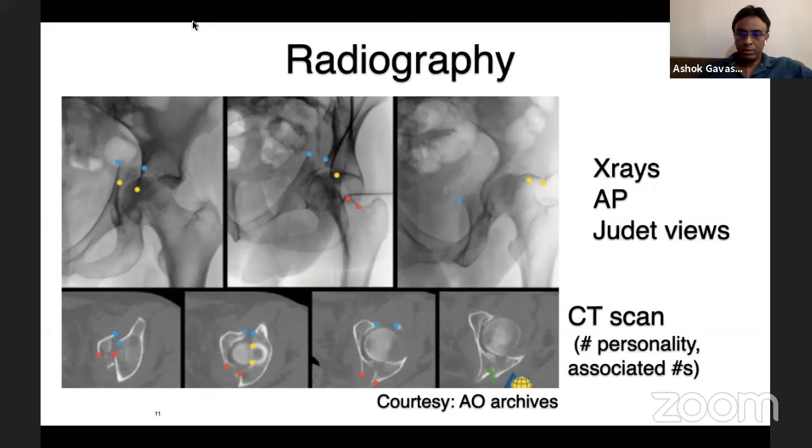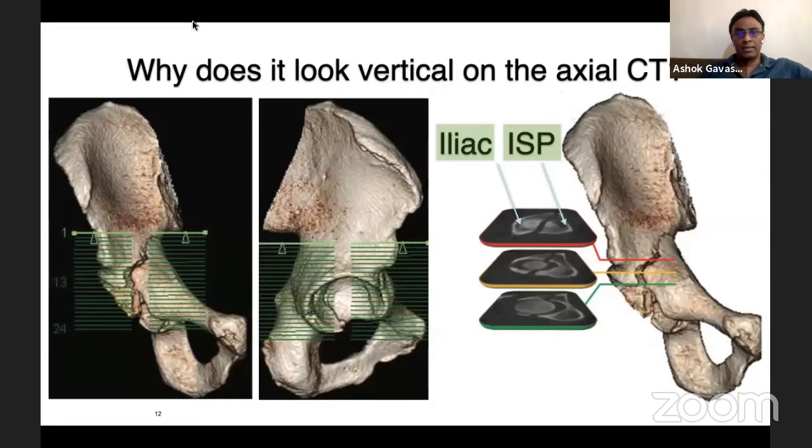And why does the transverse fracture look vertical or sagittal on the CT scan? Why it appears like that is because of how we take the CT scan. We take the CT scan with the acetabulum in an anatomical position with the acetabular articular surface facing laterally and also inferiorly. So if you come from cranial to caudal, you will see the fracture lines running from medial to lateral direction. And the lateral segment or the lateral fragment that you see when you come from above would be the iliac segment. And the medial segment would be the ischiopubic segment.